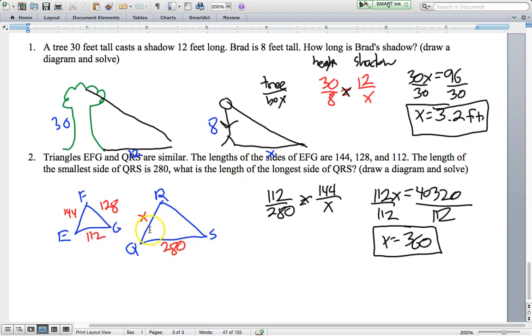And then we want to know what's the longest side. So the longest side is 144 on the small one, so that would correspond to this side, which will be x. So I'm going to use those 2 numbers with these 2 numbers to set up a proportion. So I do that, cross multiply, and then divide, and I get x is 360. So this side length right here for QR must be 360.